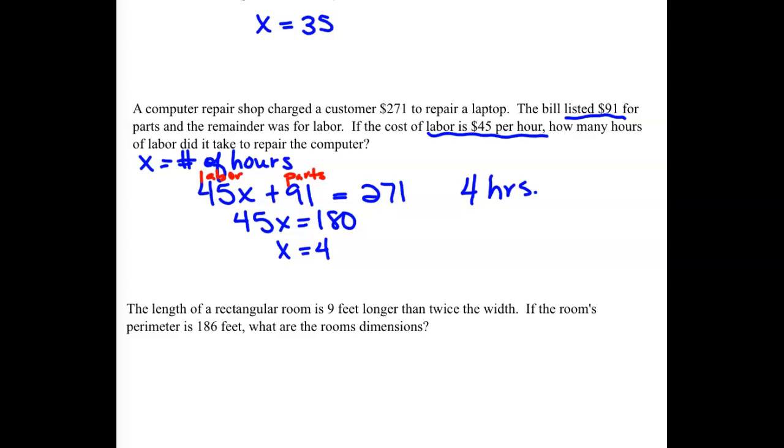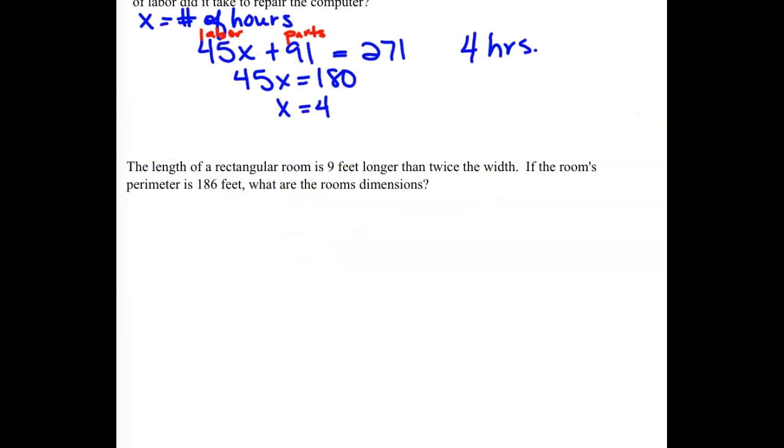The length of a rectangular room is 9 feet longer than twice the width. If the room's perimeter is 186 feet, what are the room's dimensions? My first recommendation is to go ahead and sketch a picture. We have a rectangular room. It says the length is 9 feet longer than twice the width. So if we say that W equals width, then this side would be W, and our longer side, our length, is 9 feet longer, so we're adding 9. It's 9 feet longer than twice the width, so 2 times the width plus an extra 9 feet.